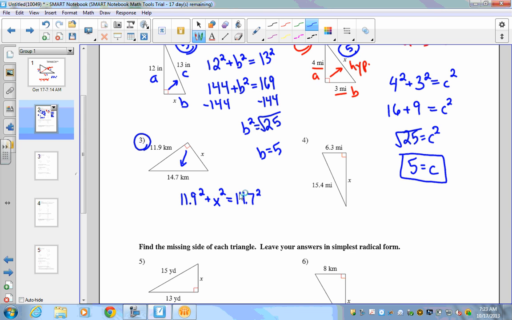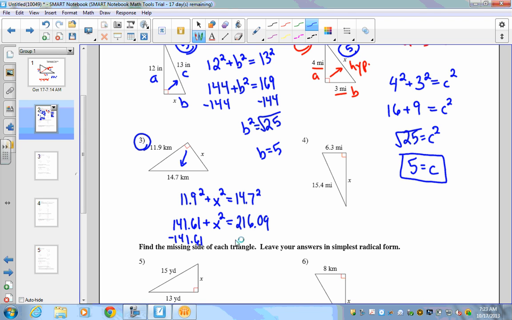Okay, so let's go ahead and square these decimals, and of course we're going to probably get some more decimals, but it's okay. We're in math class. Decimals are numbers too. So when I square the 11.9, I get 141.61 plus x squared is equal to 14.7 squared, which is 216. Well, if we solve exactly like the other problem, we're going to subtract 141.